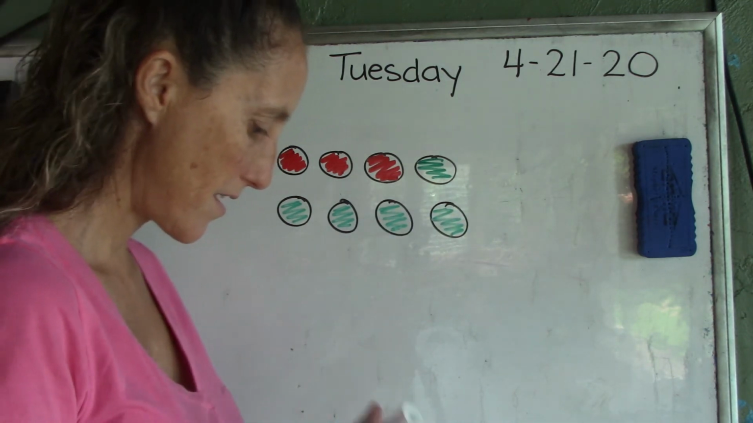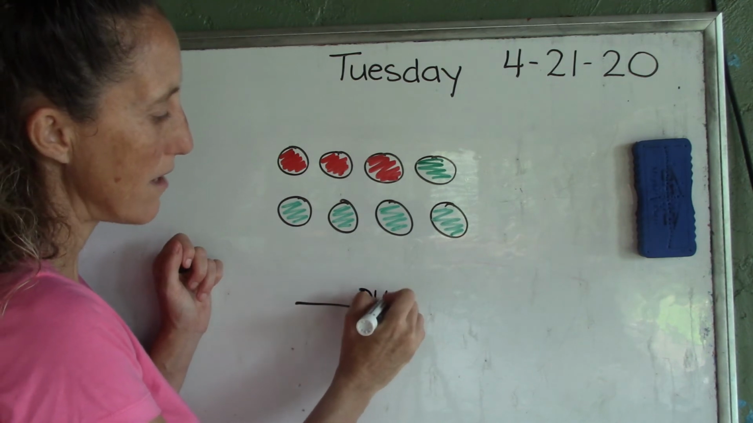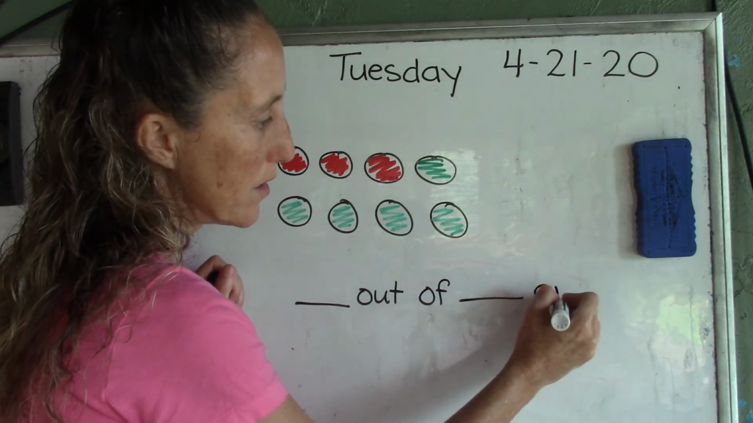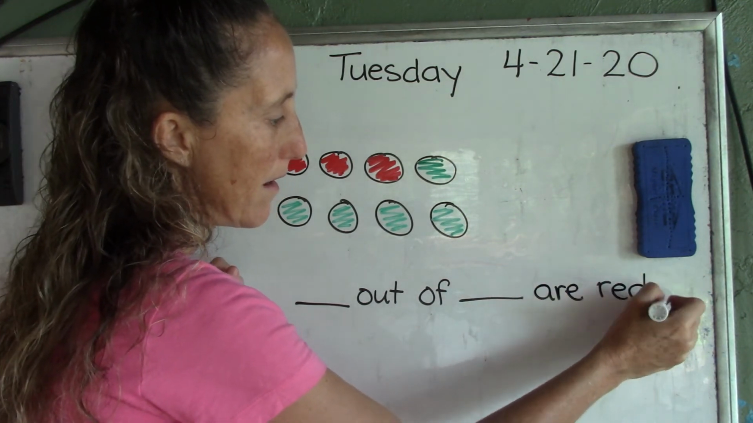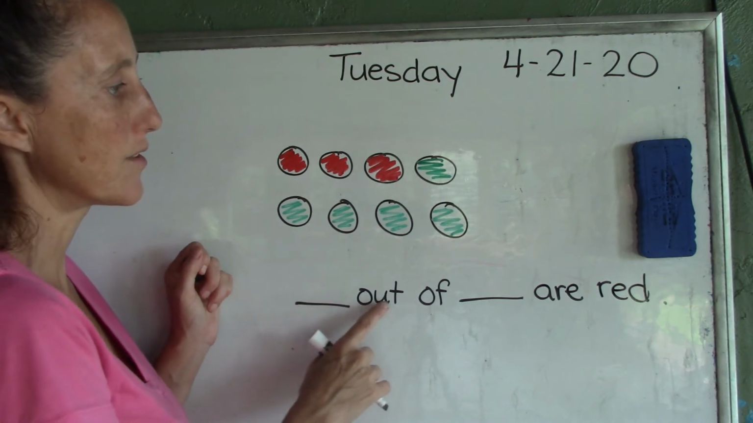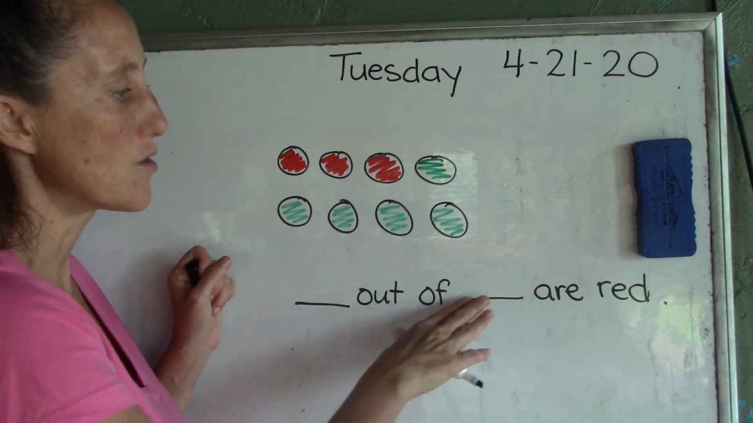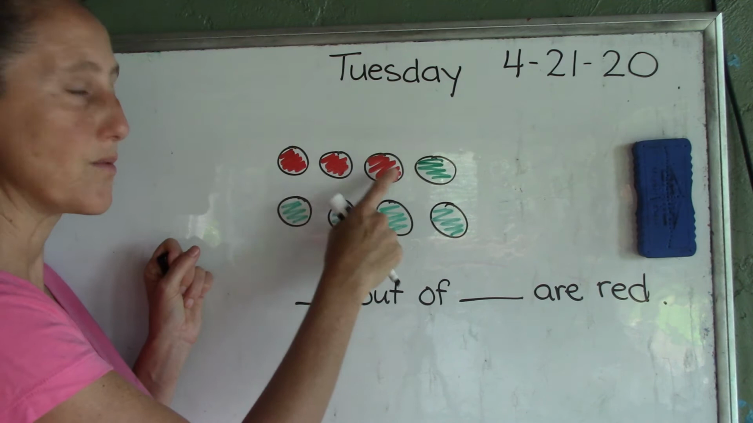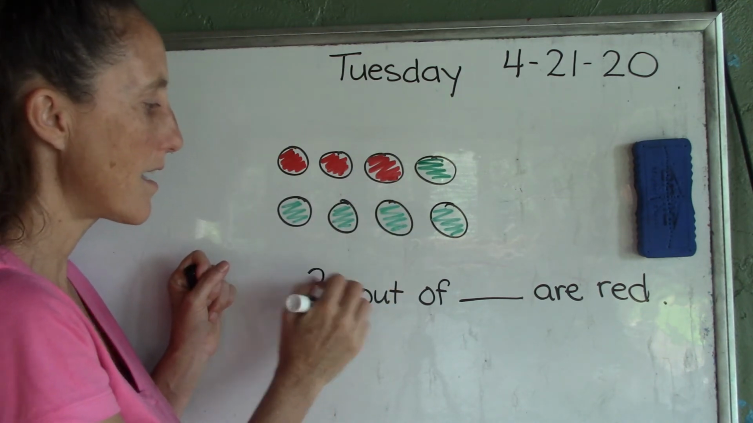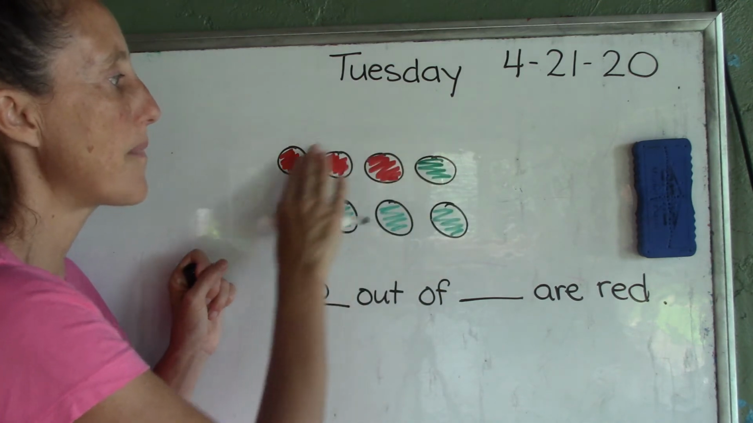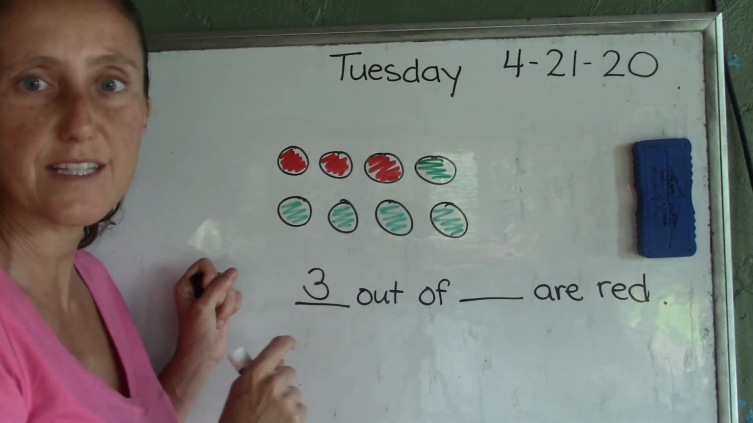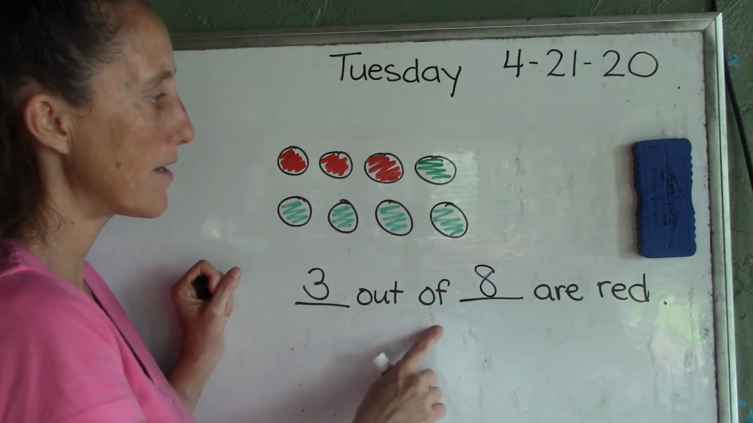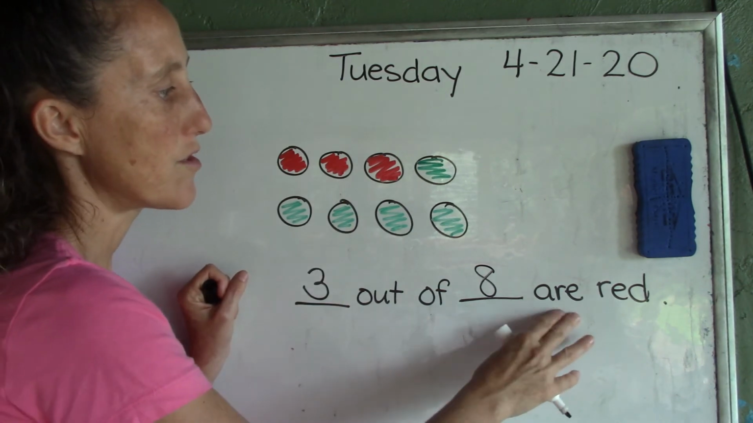Then there is a sentence: blank out of blank are red. So how many circles out of the total number of circles are red? How many are red? 1, 2, 3. So 3 out of the total amount. How many total circles did I say I drew? 8. Good. So 3 out of all of the 8 circles are red.